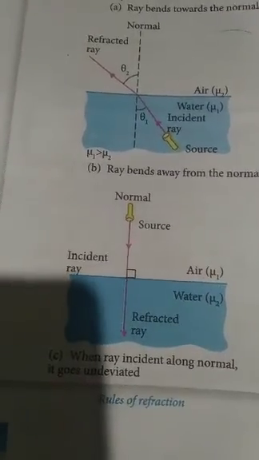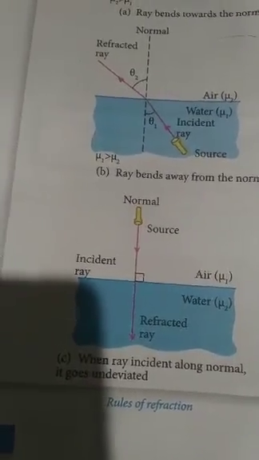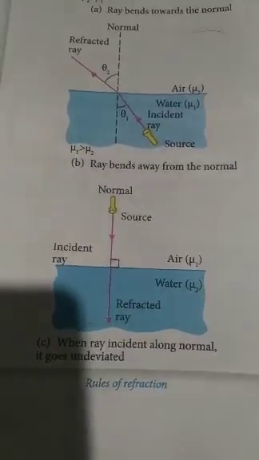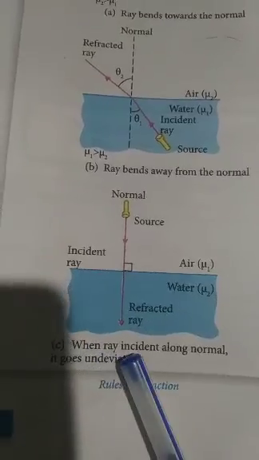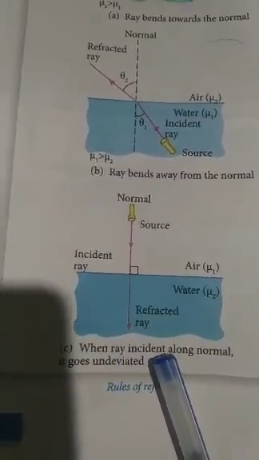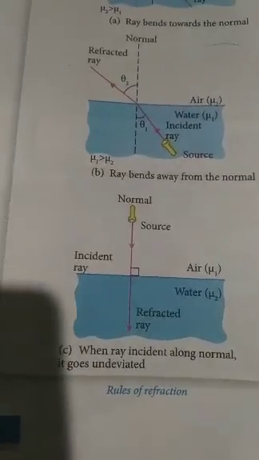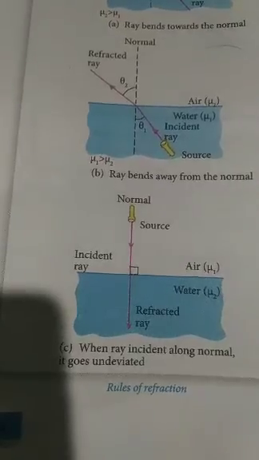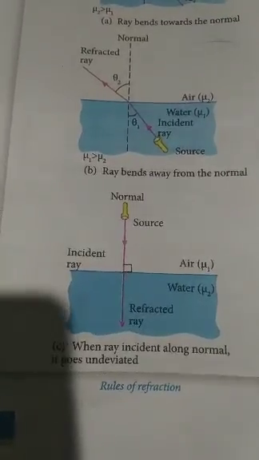In this case, angle of incidence and angle of refraction is 0 degree. When a ray is incident along the normal, it goes undeviated. It does not change its path when it enters another medium.